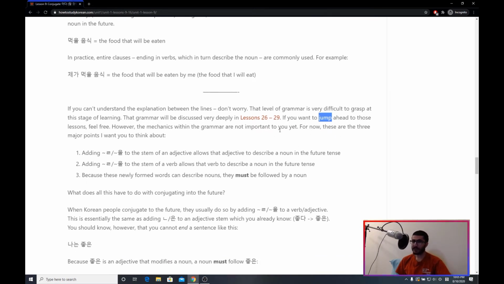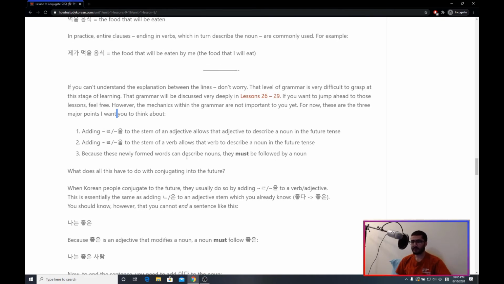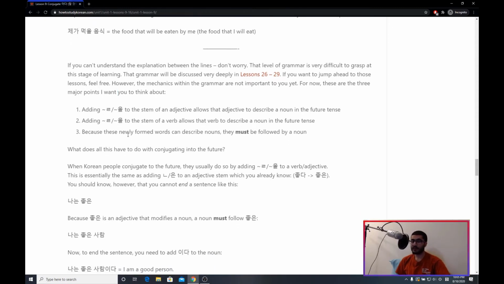For now, these are the 3 major points that I want you to think about. Adding ㄹ/을. We talked about this already. Yeah, it just allows you to describe something in the future. Because they're newly formed words that can describe nouns, they must be followed by a noun. That's something you need to remember.